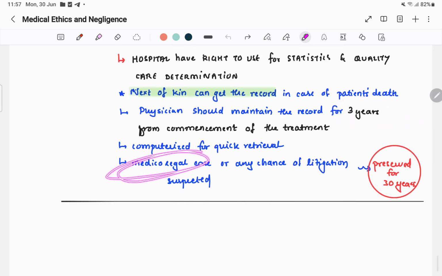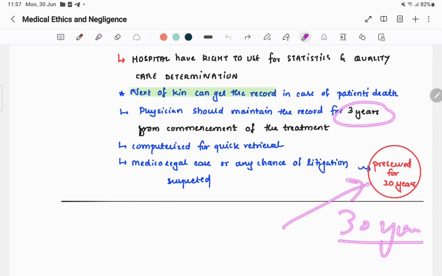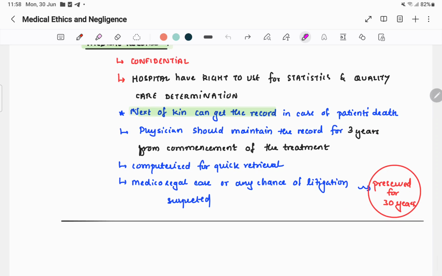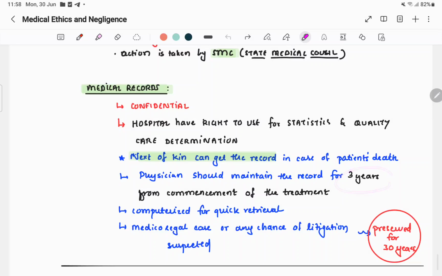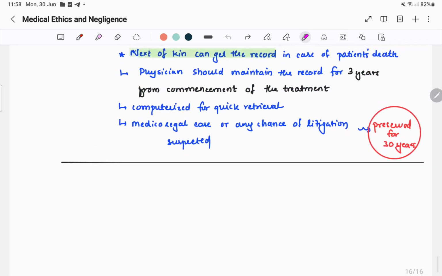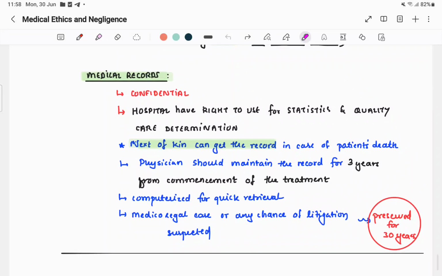But if it is a medico-legal case, then it has to be preserved for 30 years, 10 times more. So in a normal case, the physician should maintain the record for 3 years, and in a medico-legal case for 30 years. Okay, so that was about medical negligence and medical ethics. Let's move on to the next part.